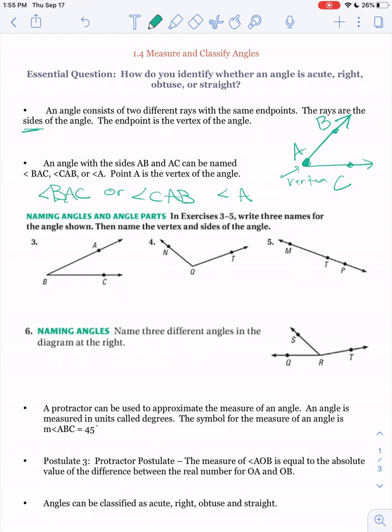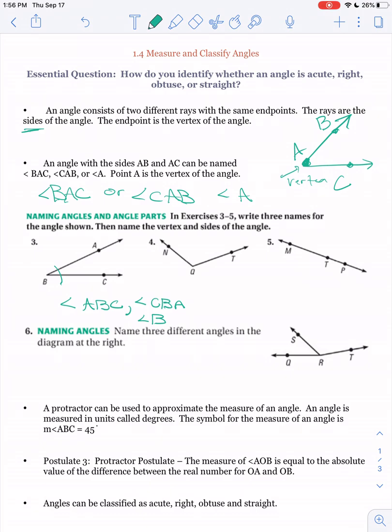Write three names for the angle shown. So this one, we could use our angle symbol, ABC. You can call it angle CBA, or in this case, we're just going to call it plain old angle B. And I want to show you an example when you can't just call it angle B. Let's look at the next one.